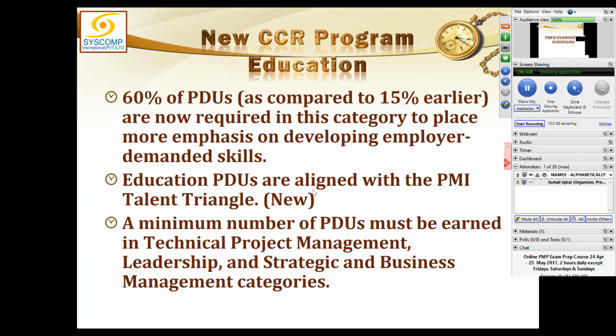Educational PDUs are now aligned with a new concept called the PMI Talent Triangle. It is not like earlier, where you just keep getting some education on project management and can claim the PDUs. They have to be in three different categories, represented as the Talent Triangle. A minimum number of PDUs must be earned in technical project management, leadership, and strategic and business management. These are the three vertices of the triangle: technical project management, leadership, and the third vertex is strategic and business management.